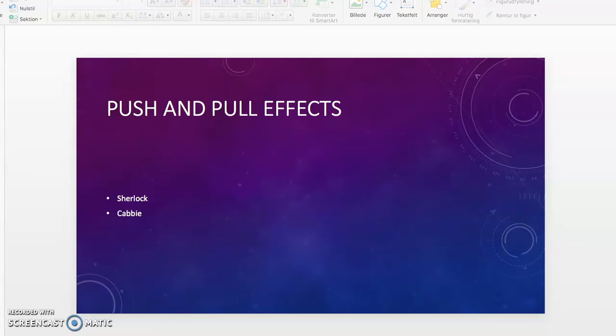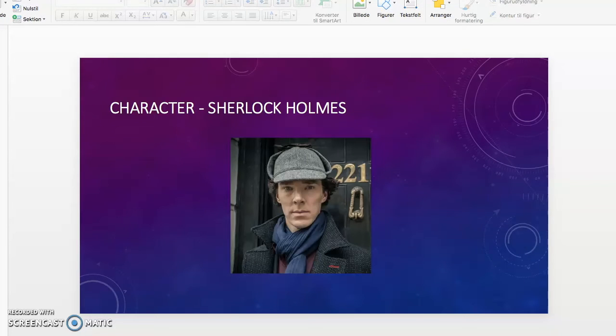And then we have the push and pull effects. The push effect is that Sherlock's sixth sense, intelligence, and ability to analyze a crime scene speed things up a lot. And the pull effect is that the first time they stumble upon the murderer, they mistake him for the passenger in the cab instead of the cab driver.